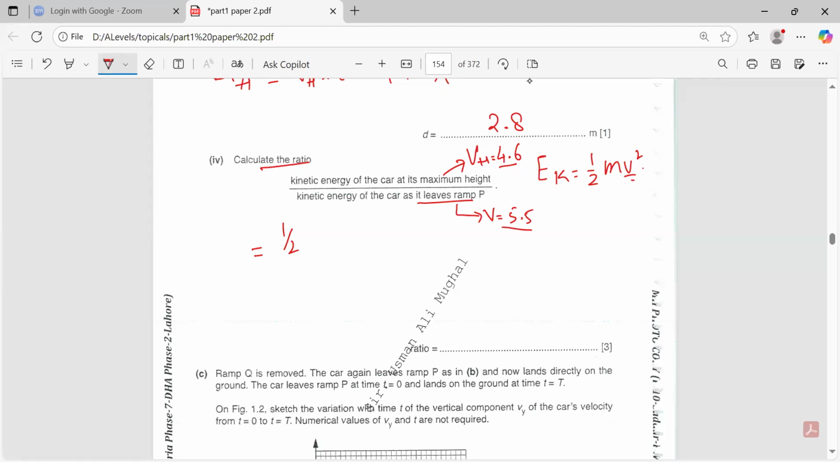So what is the formula we are going to use? Half m, it is maximum height, so the velocity is 4.6 squared, the whole divided by half m times the velocity 5.5 squared. So the mass cancels out, and eventually we are going to end up with a ratio, and this ratio will appear as 0.70. So this is how the ratio will be formed.